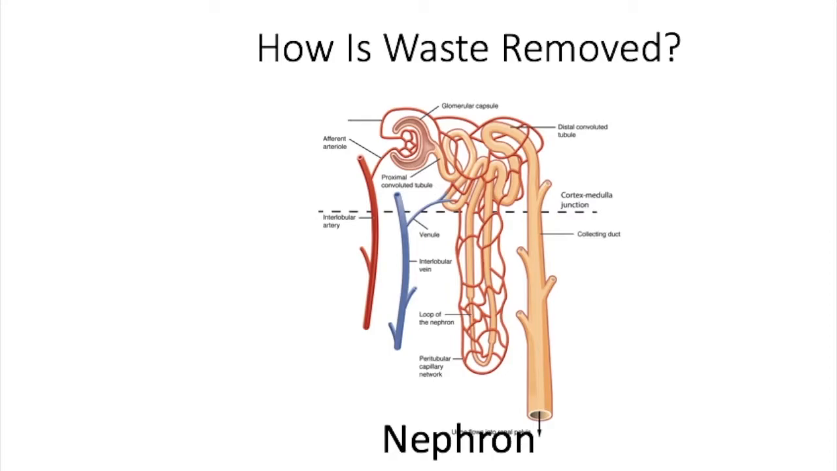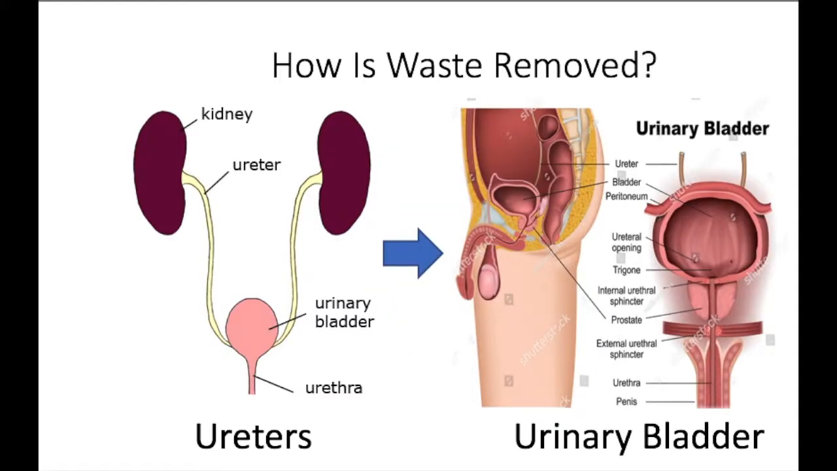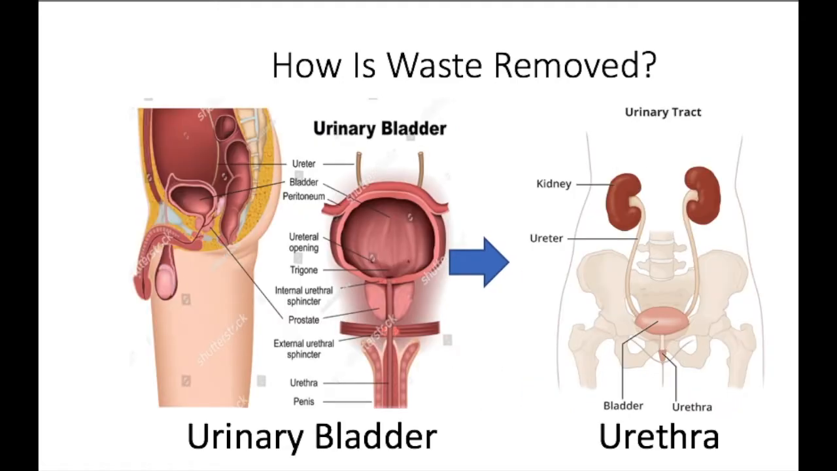How is waste removed? The filtration of waste from the blood takes place in millions of nephrons. Nephrons filter blood and produce urine. The nephrons make up each of the kidneys. As the urine drains from each kidney, the ureters transport it into the urinary bladder. Once the urinary bladder empties, urine moves from the bladder down the urethra to the outside of the body.